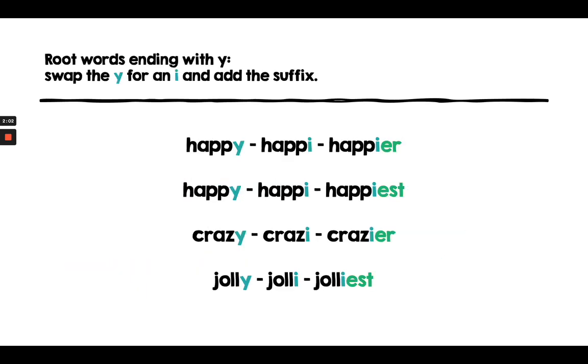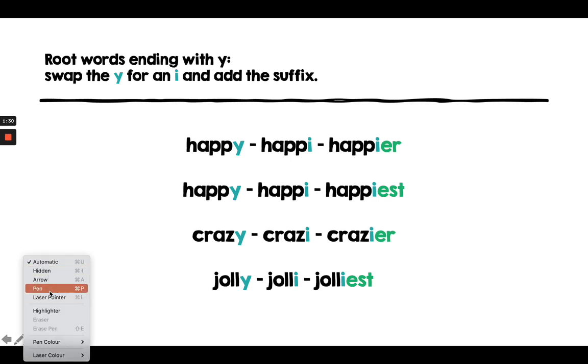Now, our key thing this week is this rule, okay? If you've got a root word that ends with a Y, you swap the Y for an I and add the suffix, okay? So let me give you an example of a word we can add the suffix er to. We can change the word happy to the word happier, okay? But we can't just add er on to the end of it. What we have to do is get rid of the Y at the end, swap it for an I, and then we can add er, okay, so it's as simple as that.